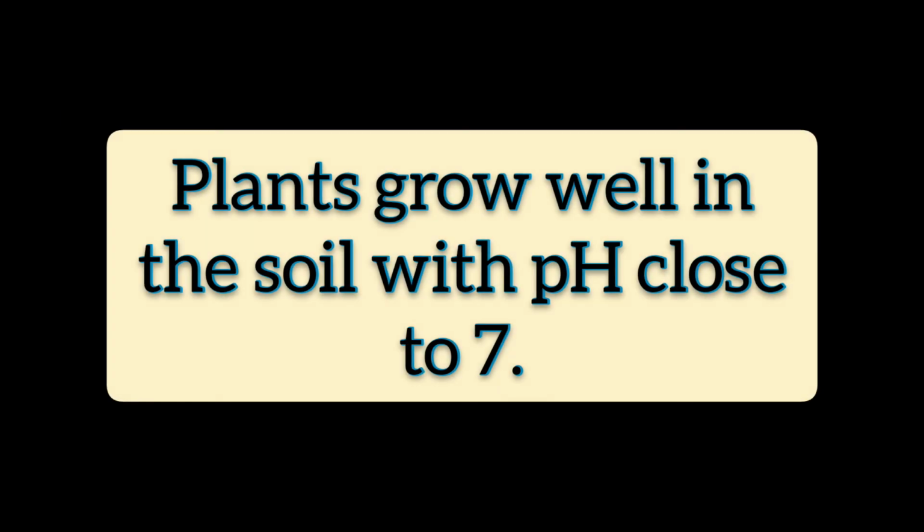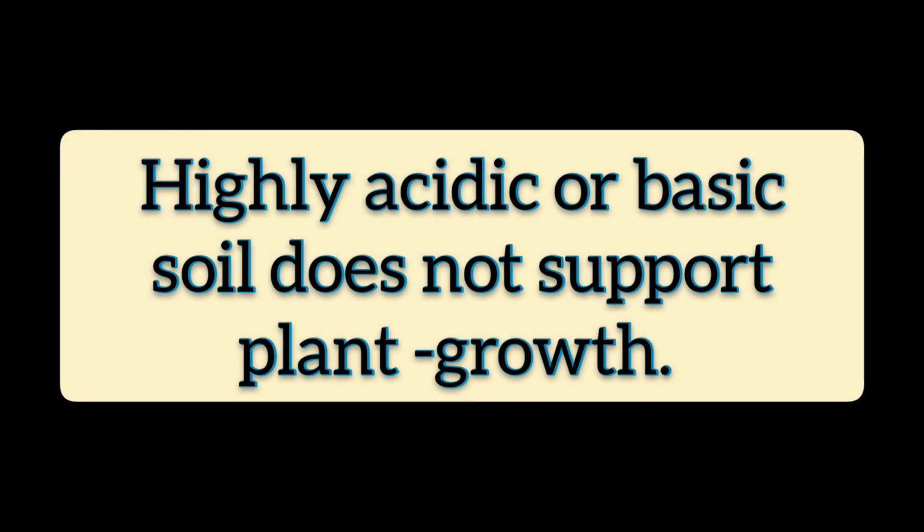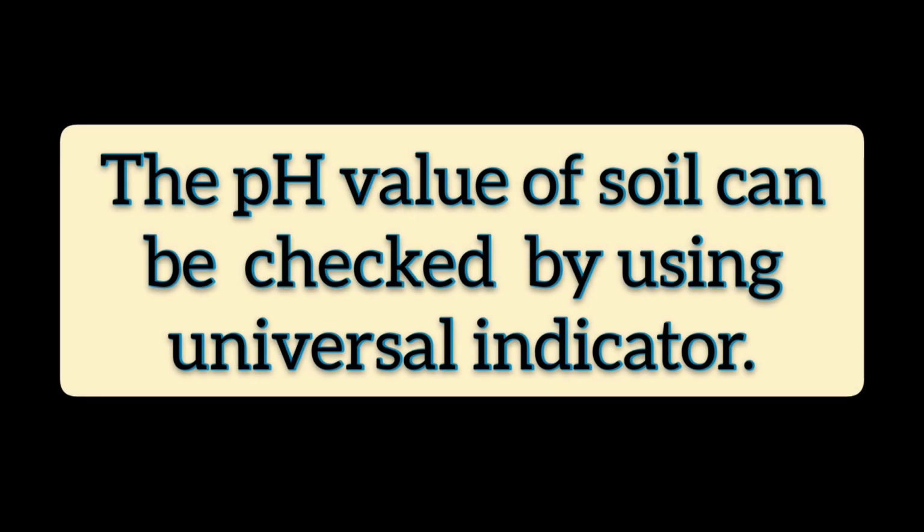For example, plants grow well in soil of pH close to 7, which is neutral, but the soil is acidic or basic naturally. Highly acidic or basic soil does not support good growth of plants. The pH of soil can be checked by dissolving it in water and then this solution is filtered using filter paper. By using universal indicator paper, pH can be known.